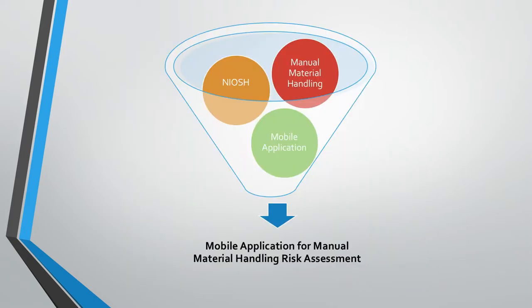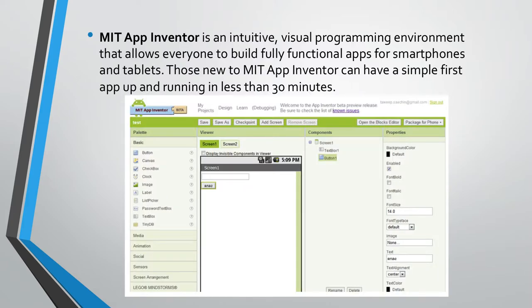So in summary, we will combine these theories, which are the NIOSH equation and the manual material handling ISO, and combine them with the mobile application to make a mobile application concerning manual material handling risk evaluation or assessment.